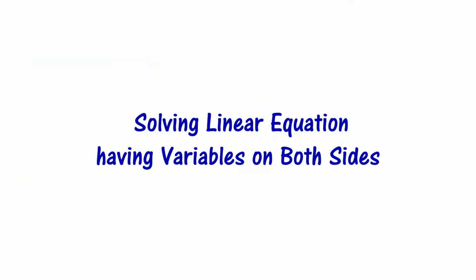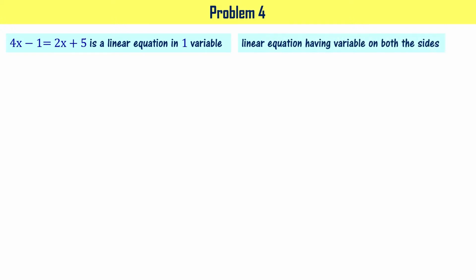Let us now learn to solve linear equations having variables on both the sides. 4x minus 1 equal to 2x plus 5 is a linear equation in one variable, and that has got variable on both the sides, right? x is on both the sides of this particular equation. Now let's try to solve this.